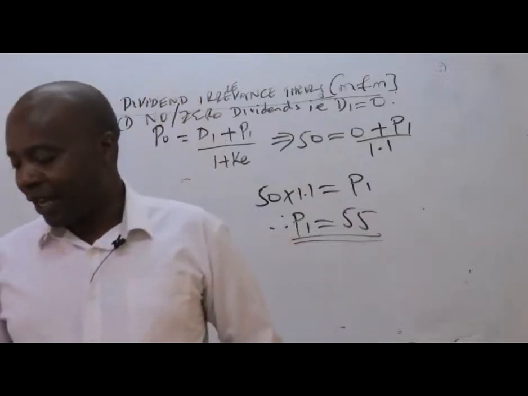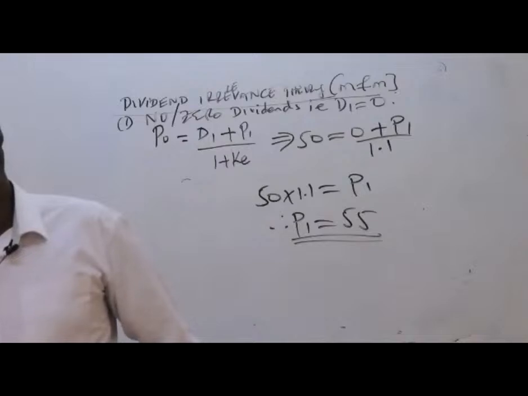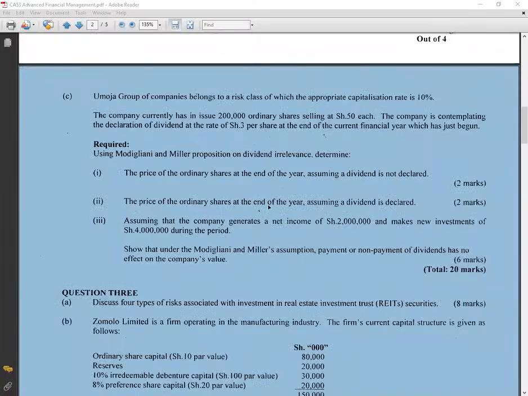All of them. How about Roman 2 of this question? So Roman 2 of this question, ladies and gentlemen: the price of the ordinary shares at the end of the year, assuming that a dividend is now declared. Assuming that a dividend is declared.